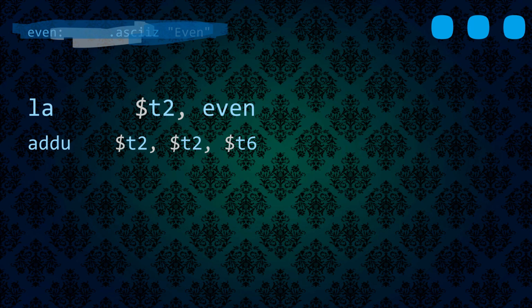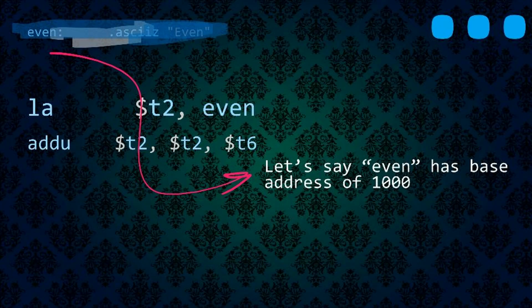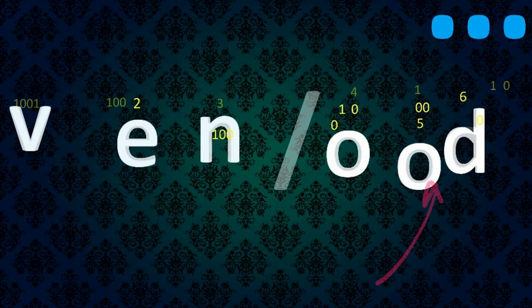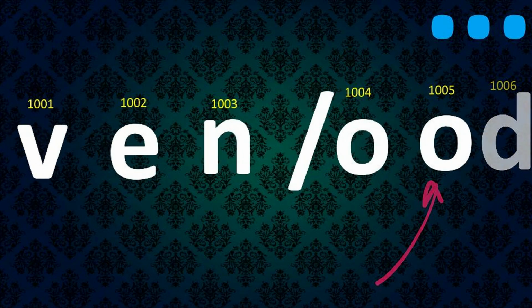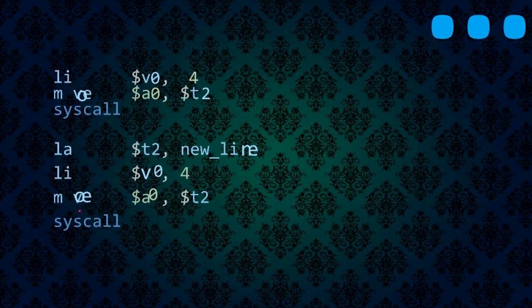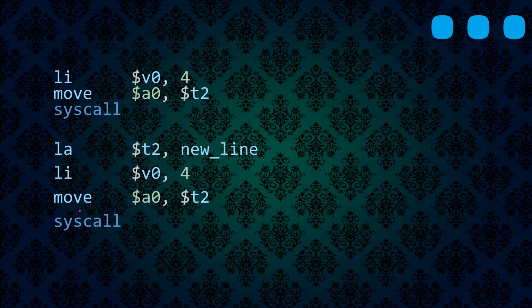This will rewrite the base address of the even label, either shifting the address ahead to the odd or keeping it at the even itself, depending on whether my T6 has 5 or 0 from the previous operation. Now let's print the string at the computed address T2. I will load 4 to V0, move the base address which is inside T2 to A0, and then make a system call, and that's it.